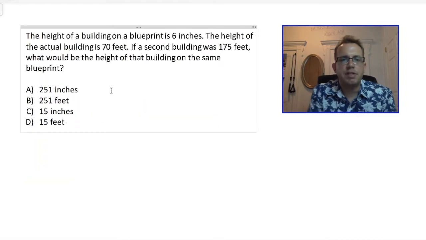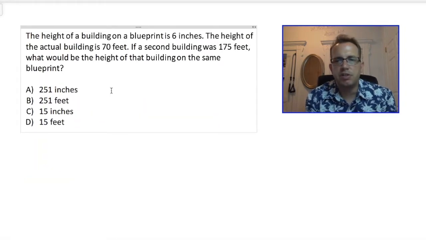The first problem says the height of a building on a blueprint is 6 inches. The height of the actual building is 70 feet. If a second building is 175 feet, what would be the height of the building on the same blueprint? If you want to try this on your own, go ahead and do that now. Hit pause, come back to us.